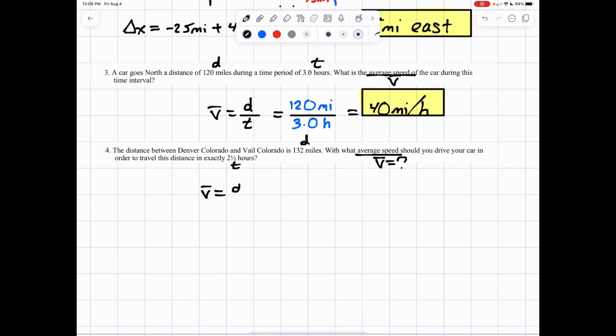V bar equals distance over time. This time we're plugging in 132 miles over 2.5 hours. Okay, and if you put that in your calculator correctly, you should get about 52.8 miles per hour.